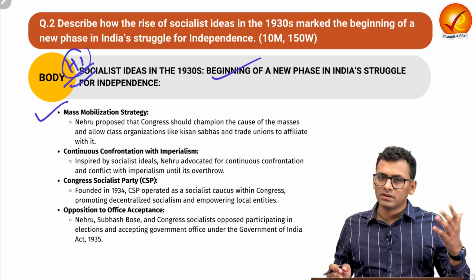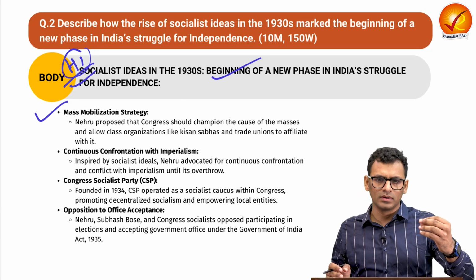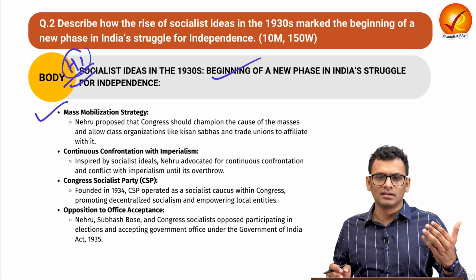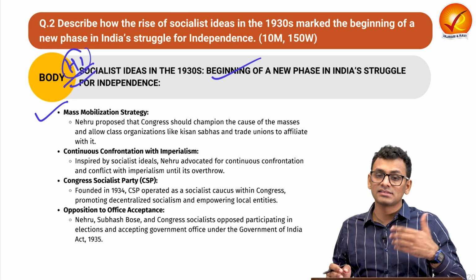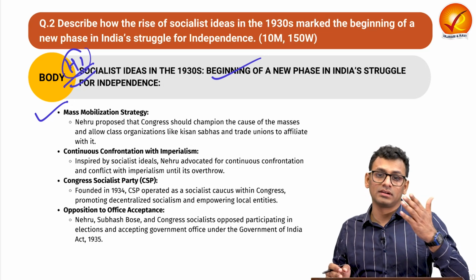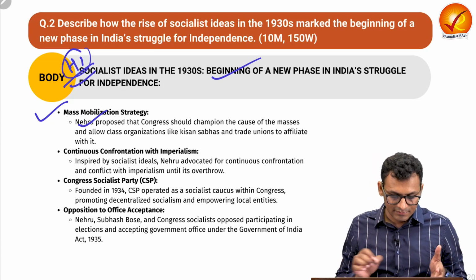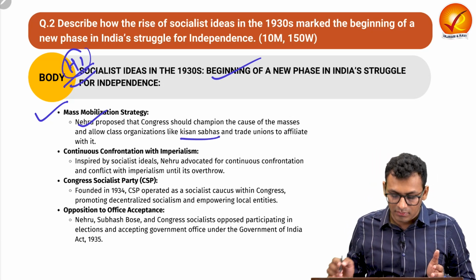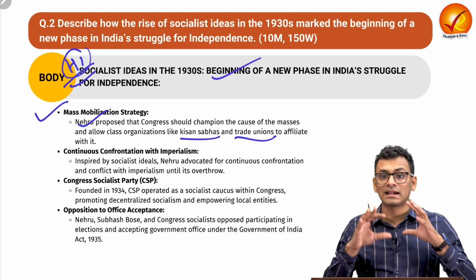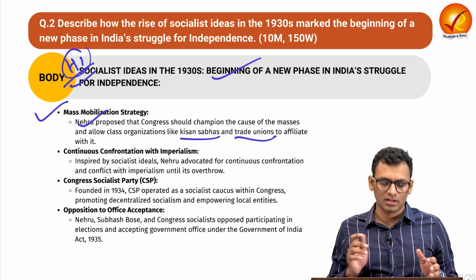Now, in the previous question, we have already seen how NCM was a kind of tipping point where we witnessed mass mobilization, but despite that, there were certain instances where the rural population was not exactly included in the entire movement. We have also seen how the princely state population was not part of it. But through the rise of socialistic ideas and the leaders who propagated those ideas, we are witnessing leaders such as Nehru who championed the causes of the masses and allowed class organizations like Kisan Sabha, as in peasant organizations, and trade unions with respect to the labor. So different classes, different castes and genders were again included in India's freedom struggle movement.